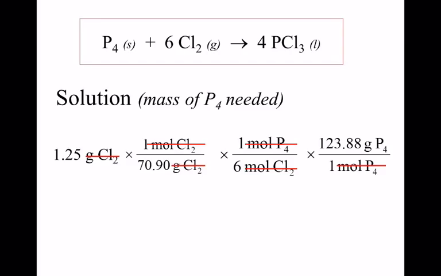So it looks like on the numerator, we need to take 1.25 times 123.88. In the denominator, we need to divide that by the product of 70.90 times 6. Rounding it to, what, 3 sig figs? I'm liking 3 sig figs. You should come up with the mass of the other reactant to react with 1.25 grams of Cl2 is 0.364 grams of P4.